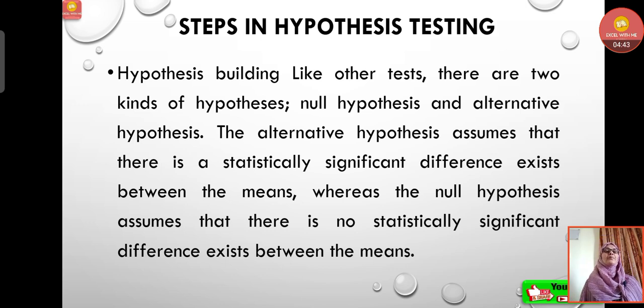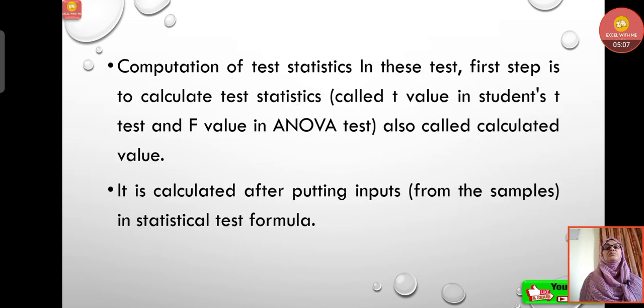Now, steps in hypothesis testing. Hypothesis building: like other tests, there are two kinds of hypothesis, null hypothesis and alternative hypothesis. The alternative hypothesis assumes that a statistically significant difference exists between the means, whereas the null hypothesis, opposite to that, assumes that no statistically significant difference exists between the means. We have learned it many times.